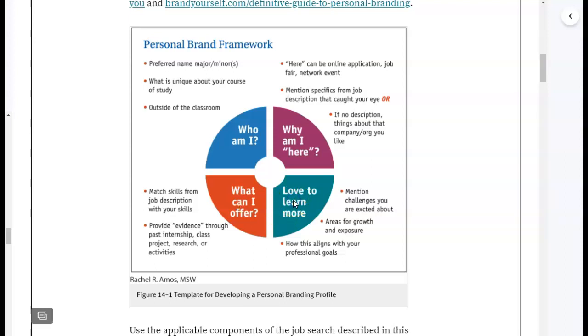And this fourth part is very important. I think it might be better to think about what results, what consequences, what impact might this job have for you, and what impact might you have for your potential employer. So as they point out, mention challenges you're excited about, areas for growth and exposure, how this aligns with your professional goals, and the like. Think about the result, the consequence, the impact of writing this letter and acquiring this job.